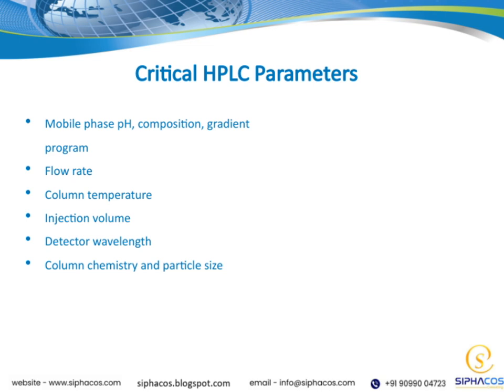Finally, the column chemistry and particle size are fundamental to the separation process. Different stationary phases interact differently with analytes, and smaller particle sizes typically provide higher resolution but may require higher pressure. All these parameters, when optimized, are critical to achieving reliable, reproducible HPLC results. They connect directly to our overall goal of precise analysis, ensuring we get accurate data to support our research or quality control processes.